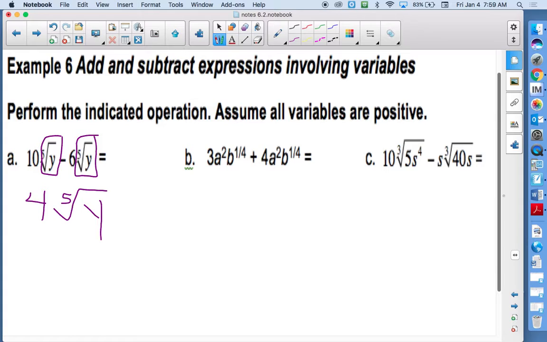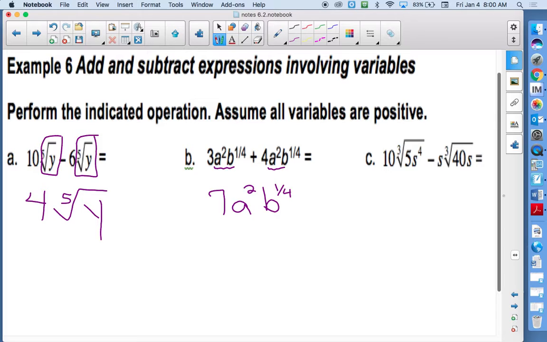They're like terms. So looking at the next one, we have a squared b to the 1/4, a squared b to the 1/4. It's addition, so we can add the numbers in front. The variables just tag along for the ride, so they're not changing. It's still a squared b to the 1/4, because you're just adding the numbers in front. Just like that was an x. If it was 3x plus 4x, we would write 7x.